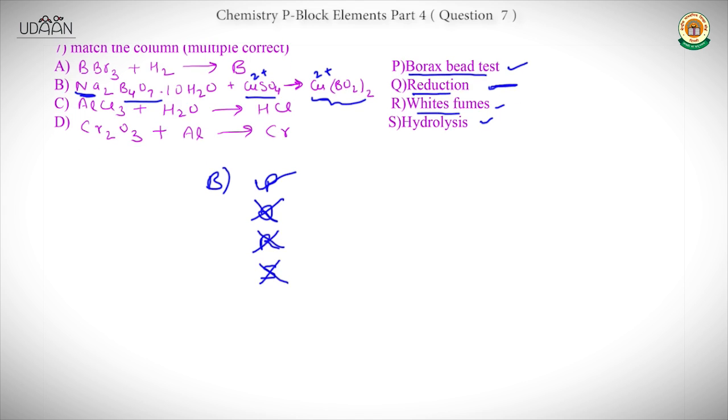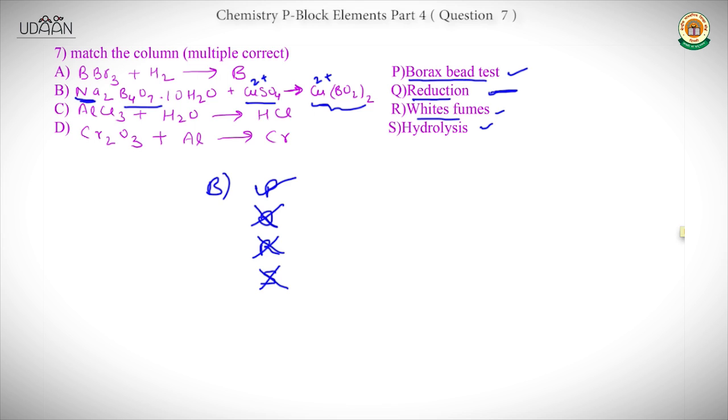Now we will solve the next part. Proceed to A and check the P option. It is not a borax bead test; we can see that easily. Now move toward Q. Is it a reduction or not? Yes, absolutely, it is a reduction process.